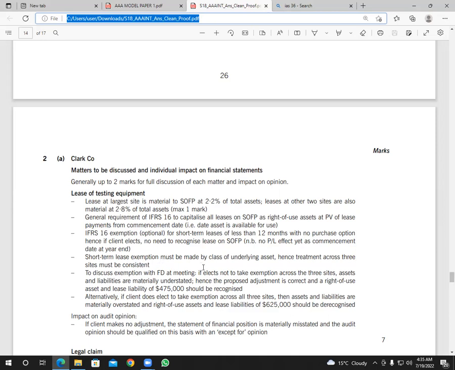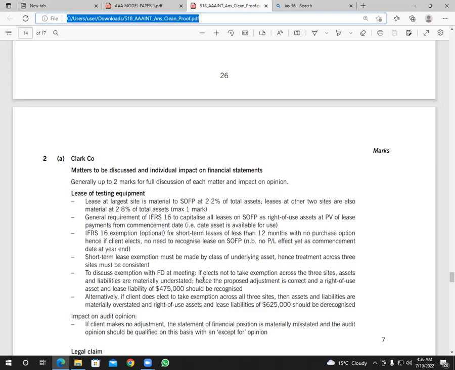Short-term lease exemption must be made by class of underlying asset. Hence, treatment across 3 sites must be consistent. To discuss exemption with the finance director at meetings, if he elects not to take exemption across the 3 sites, assets and liabilities are materially understated. Hence, the proposed adjustment is correct, and a right of use asset and lease liability of 475,000 should be recognized. Listen here, we shall discuss this exemption with the finance director at the meeting.